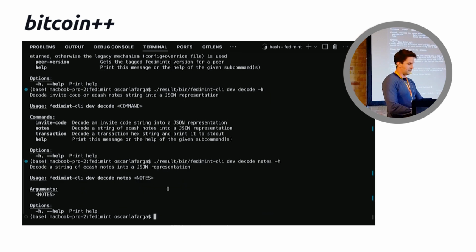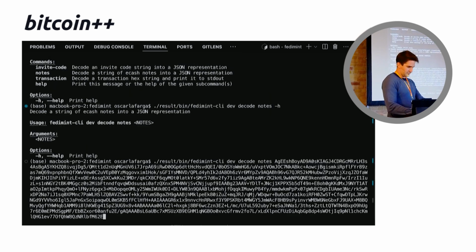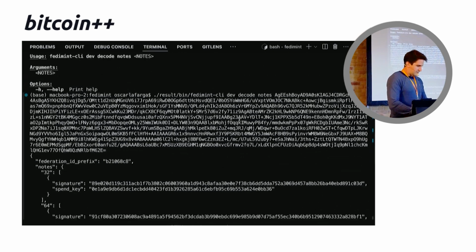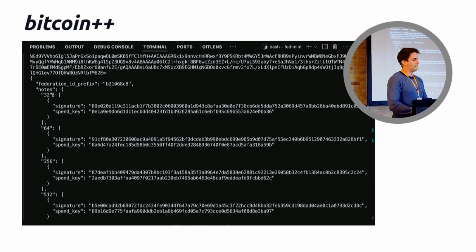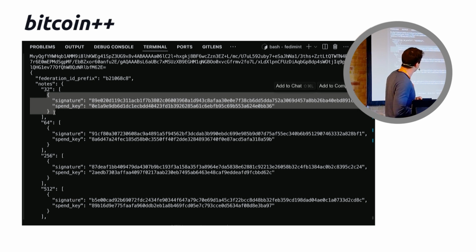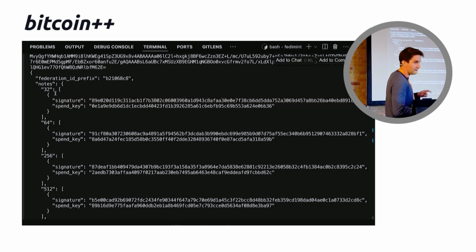And you basically just pop in the entire note. This is going to show us what it looks like in JSON. So as I was saying, we have the Federation ID prefix and then this notes field. If you look at the keys, the denomination is basically the amount of MSATs that you have an ecash note for. So if we add all these up, 32, 64, and you have to use, I believe, the number of elements in this array. So I have one 32 MSAT note with a signature and a spend key.